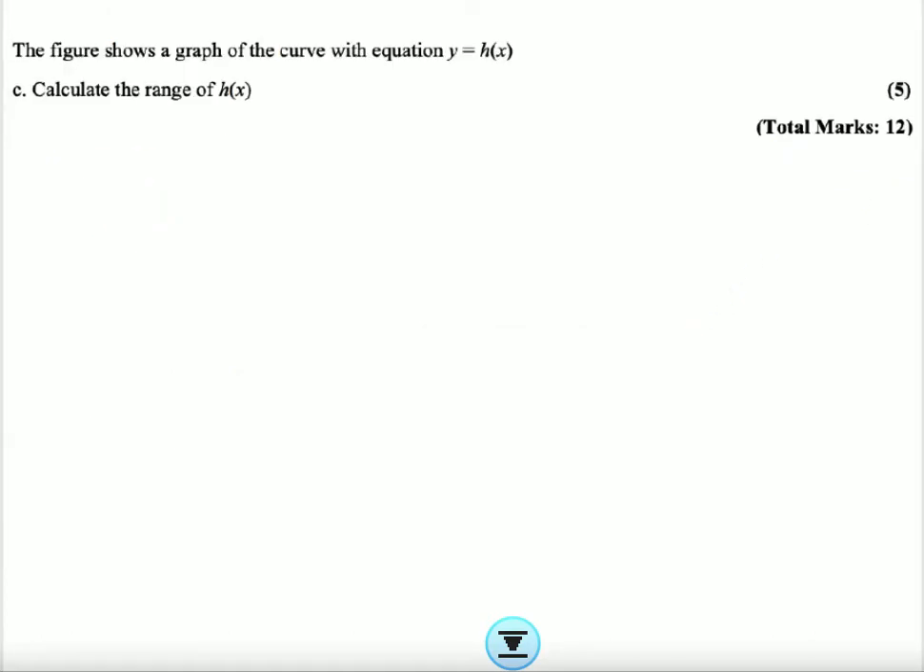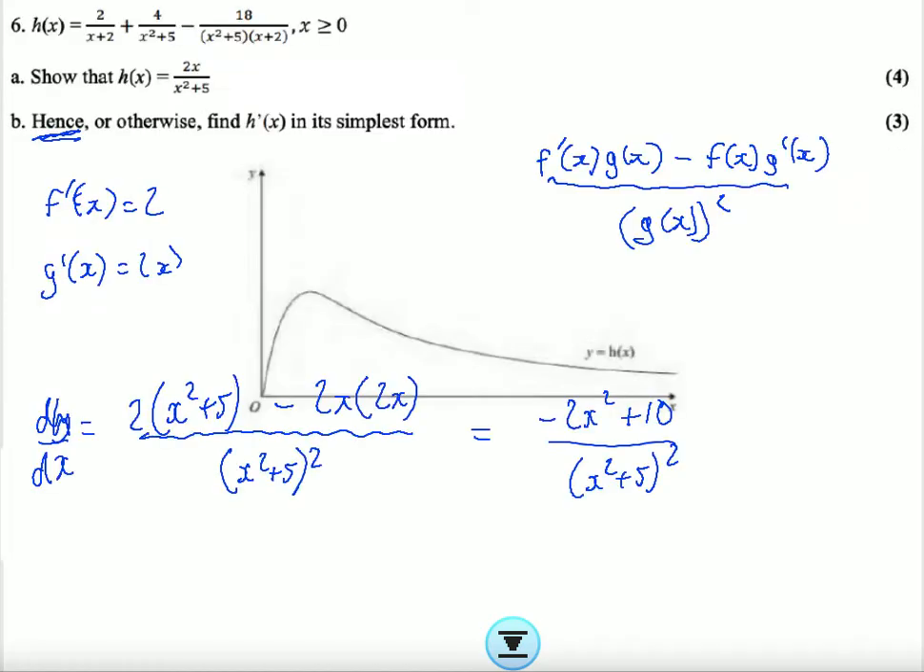Okay, calculate the range of h of x. Now that's a really interesting one. So the range is, of course, the y coordinate. The y. So let's have a look at the graph. So it limits here, doesn't it?